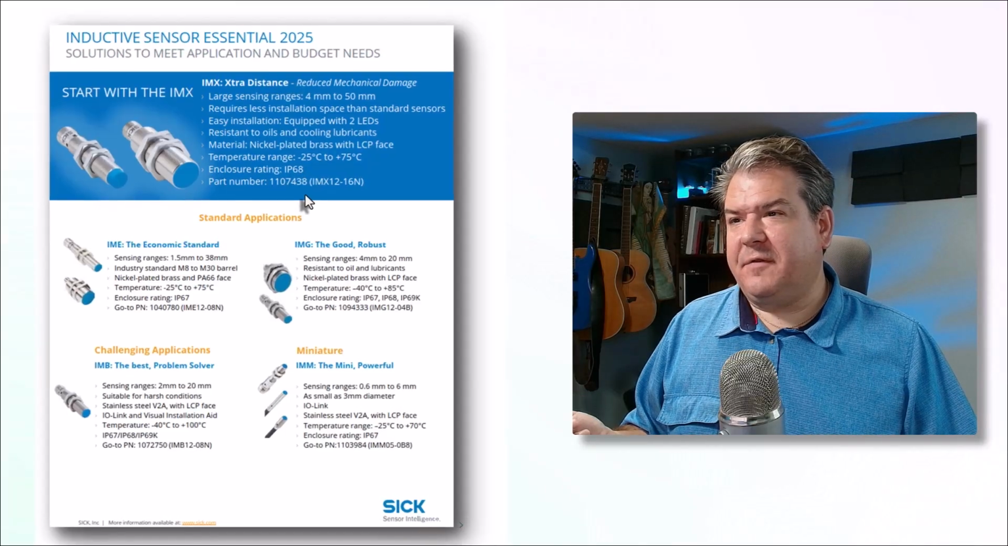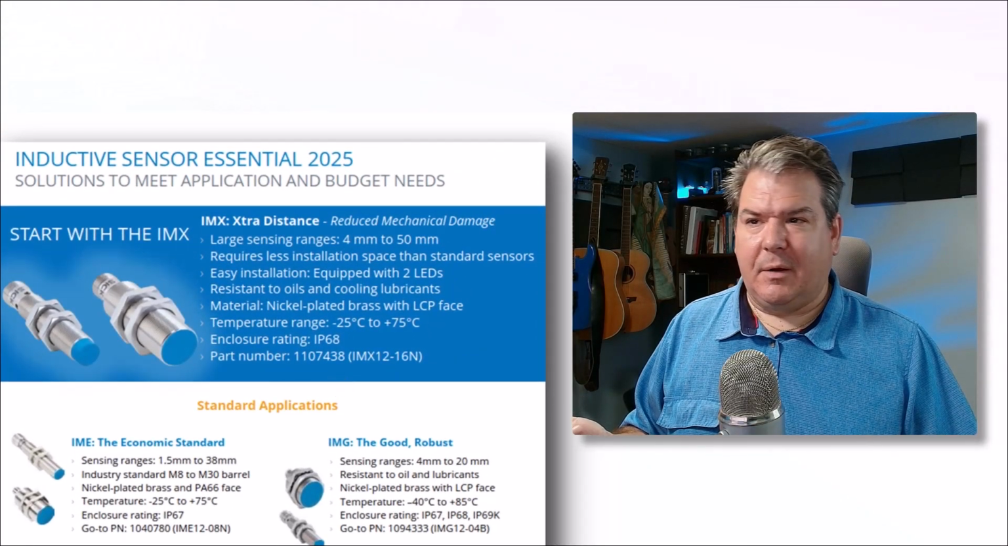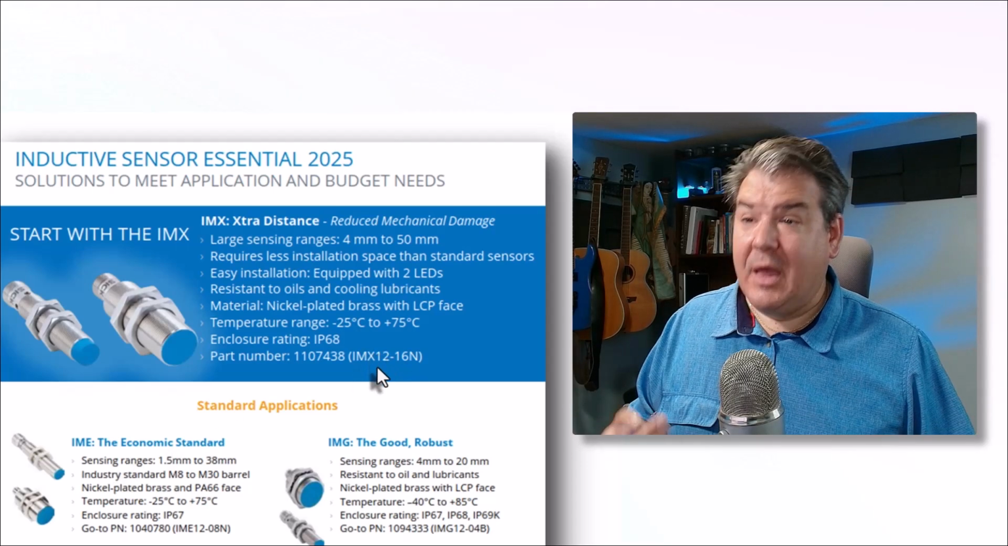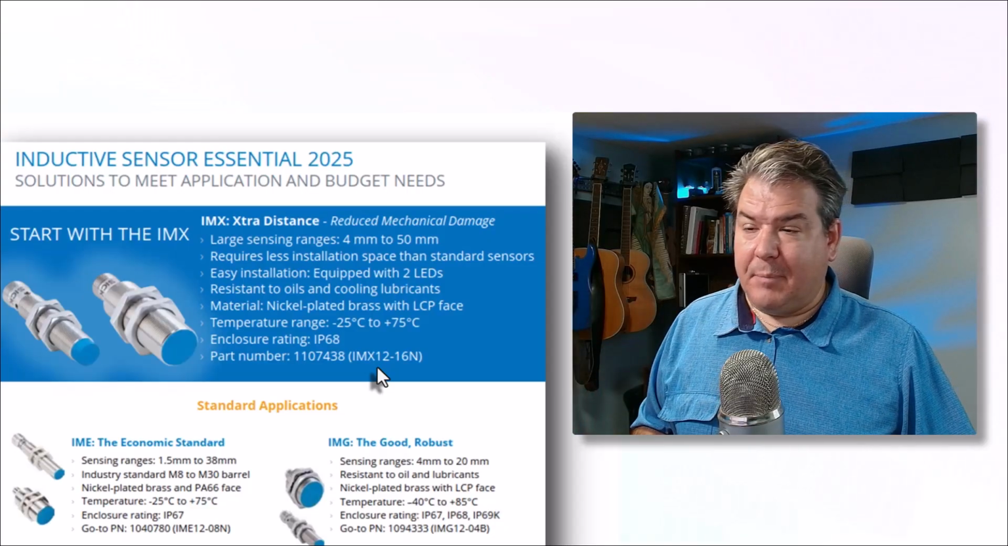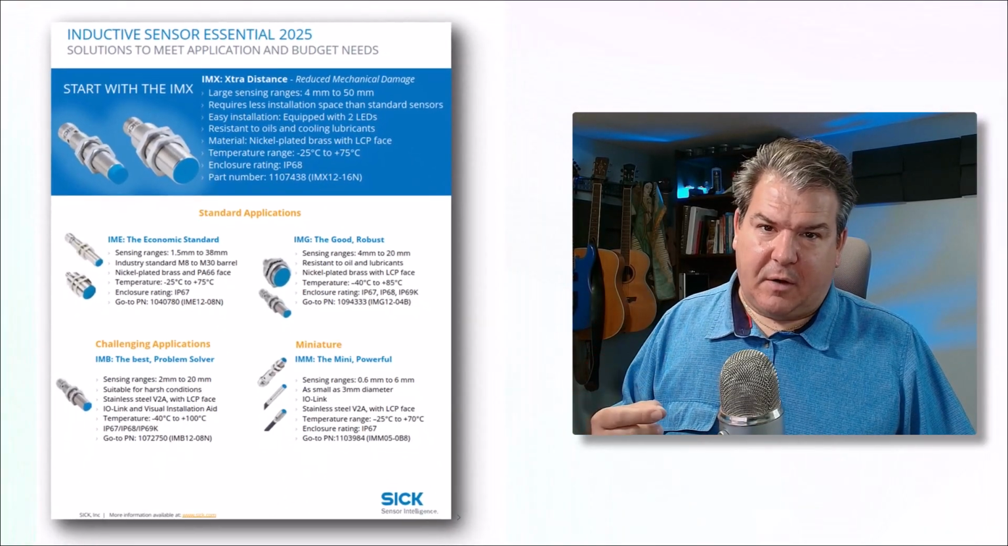So for this, I would suggest starting with the IMX sensor, and we give a part number here as well. There's lots of different output types. There's lots of different sizes. So if I had to guess on one, I would pick a 12 millimeter barrel housing because it's kind of right in the middle. And I think that would be the best place to start.